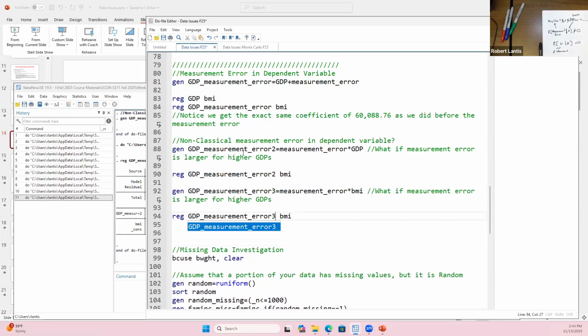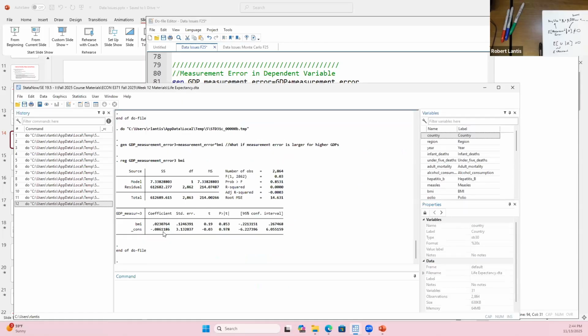So now the expected value of that measurement error, I've multiplied it to make it an actual function of that X variable. Once again, if I create this and run my regression, I don't see 60,088. I see something that's almost zero. And in fact, now it's highly statistically insignificant.